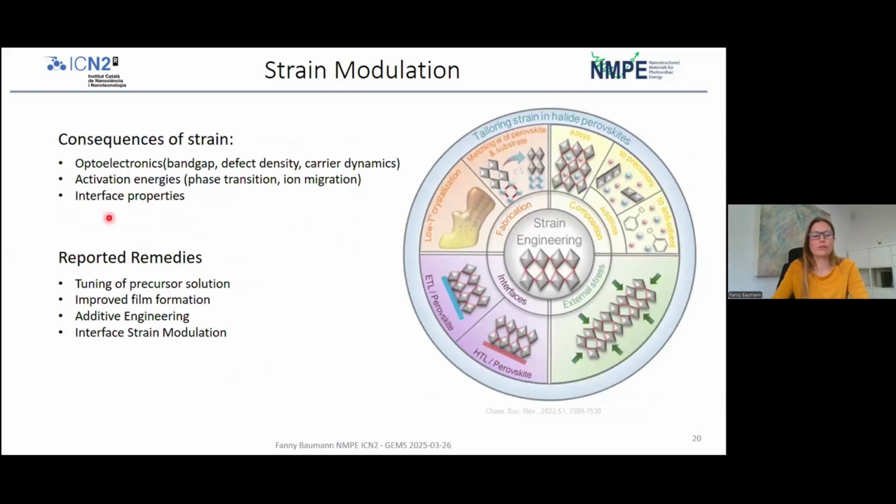Strain has been modulated through several strategies before, including additive engineering, and if not cared for, strain can have large consequences on the optoelectronics and activation energies for both ion migration and phase transitions, and also on the interface properties of the devices.